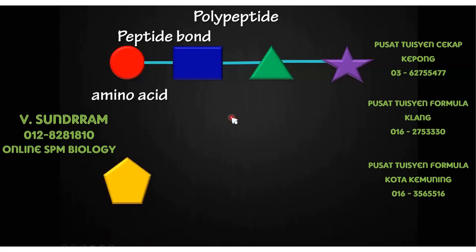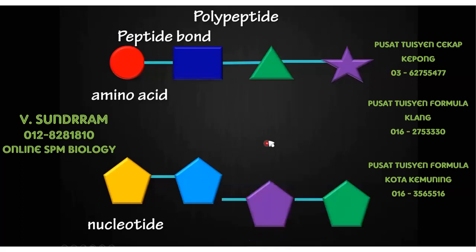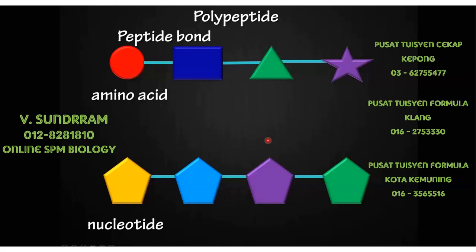So if you want to make a polypeptide, you need amino acid. That's the monomer. If I want to make DNA or RNA, I want to make nucleic acid, I need nucleotide, which is the monomer. So I'm just using this shape to represent a certain nucleotide. If I have another nucleotide, they can also form a link. There'll be some reactions, condensation reaction, and these two are already linked. If I have more nucleotides, I can link them together. Now I have many nucleotides linked to one another.